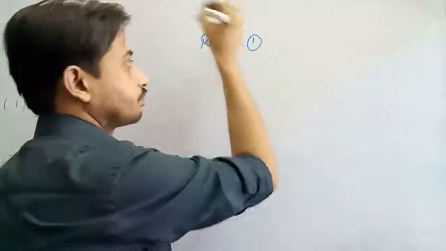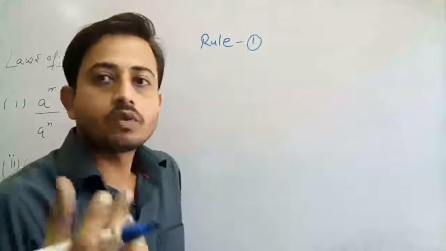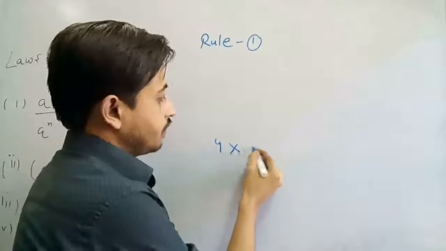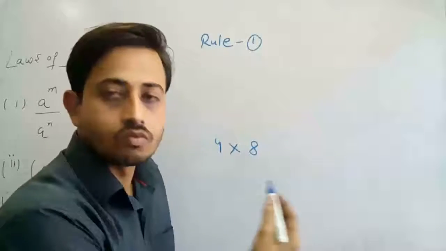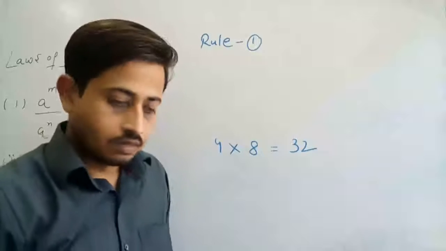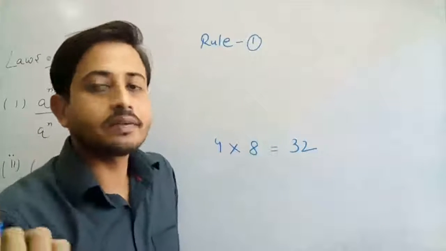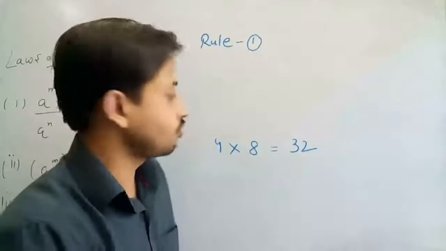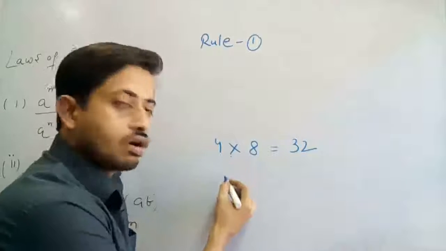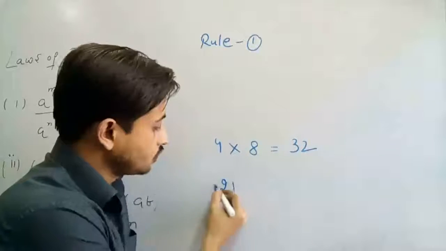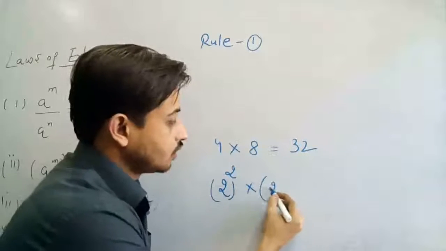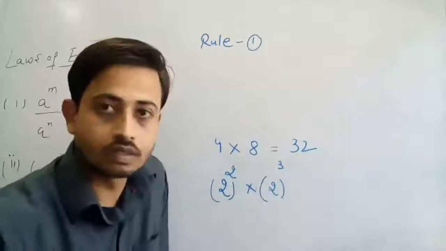Rule first. For example, if you have to multiply two numbers, 4 multiply 8. What's the answer? 4 into 8 we get 32. It's simple. But we have to use the exponent and power multiplication rules. So I am changing these numbers into exponent and power. You know 4 can be written as 2 raised to the power 2, and 8 can be written as 2 raised to the power 3.